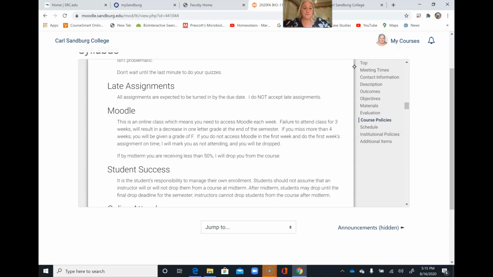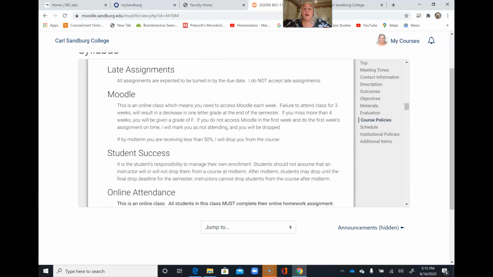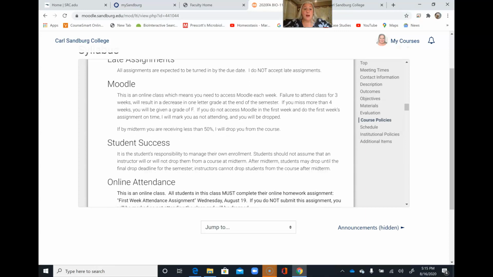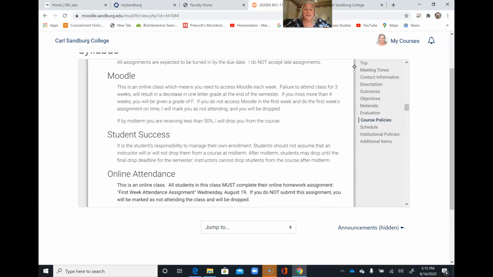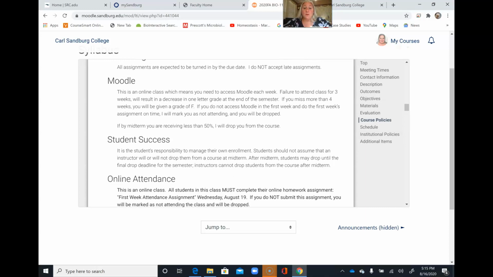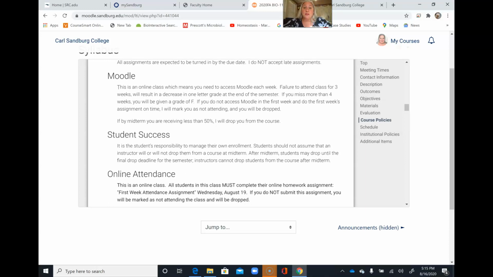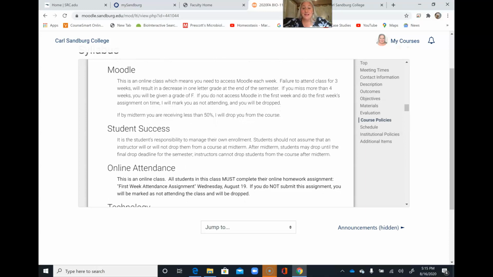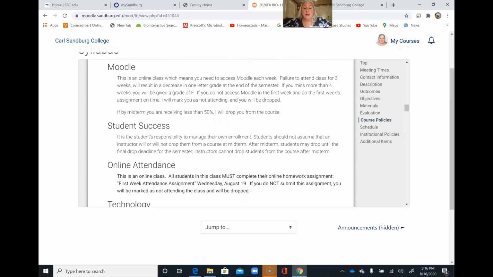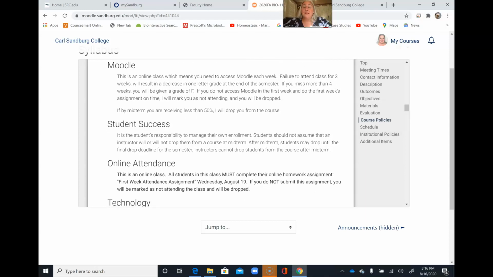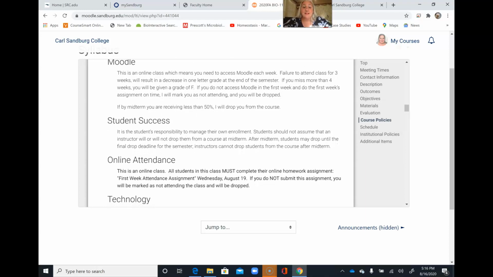Okay, so since this is online, we are going to be using Moodle. You definitely need to have a working computer that you can have access to every single week. So make sure that you are able to get into Moodle. Make sure that you are able to access all the assignments. If you're struggling in week 1, let me know. Please don't wait until I contact you.